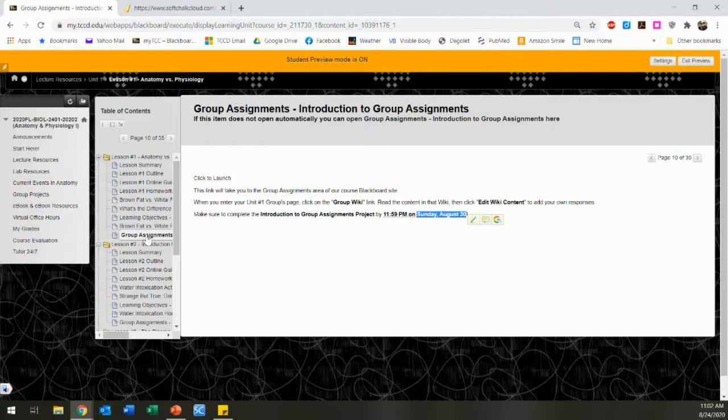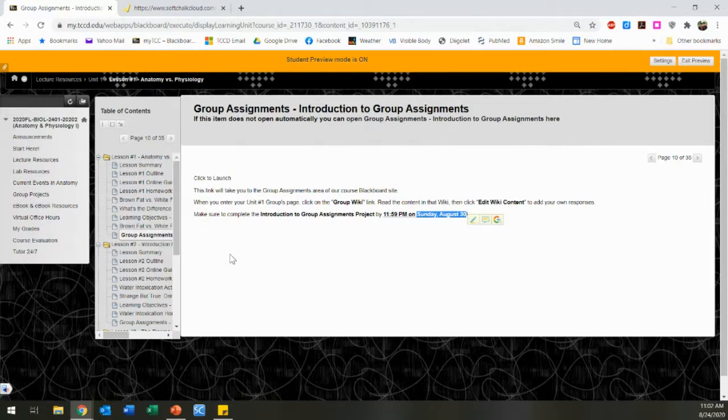So when you click on group assignments in the table of contents here and you click to launch, it's not going to work for me. But when you click here, it's going to take you to a page that says unit number 1 group. When you click on that, go to your wiki and you can put in your answers right away. So this first wiki is just, can we find where the wikis are and can we put our information in them?